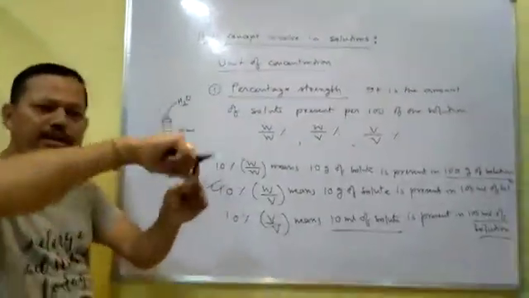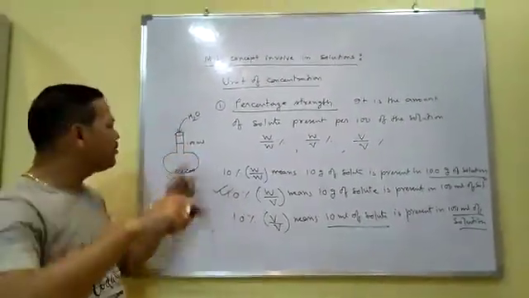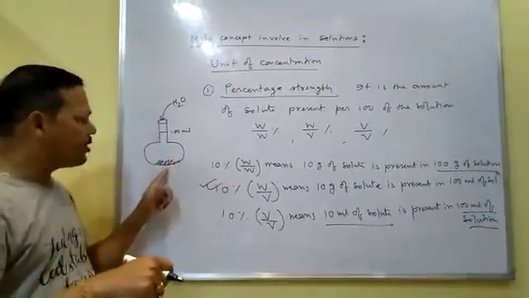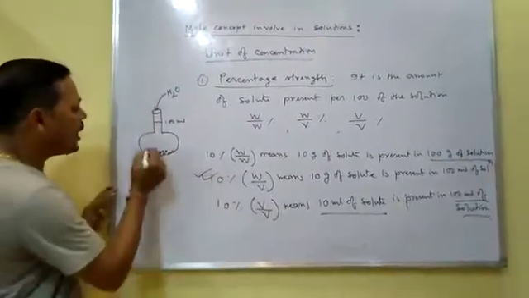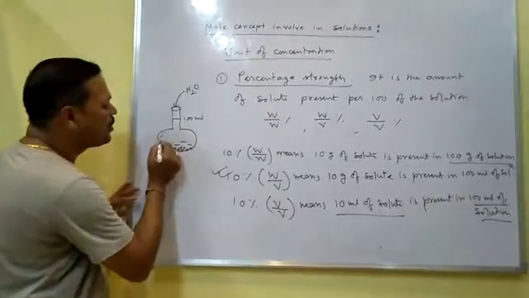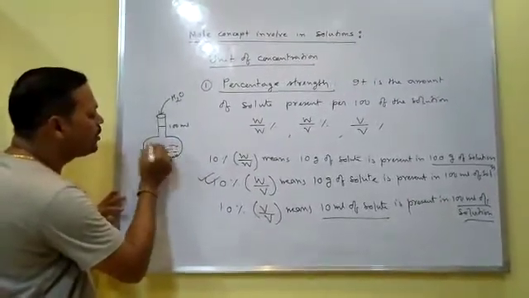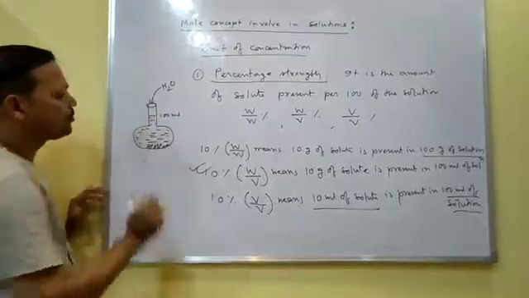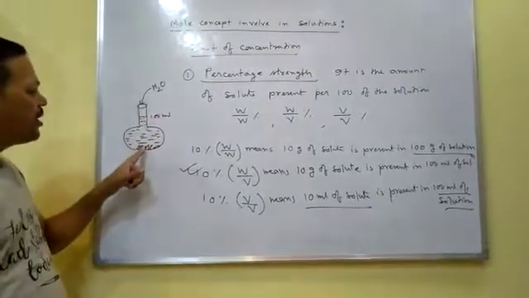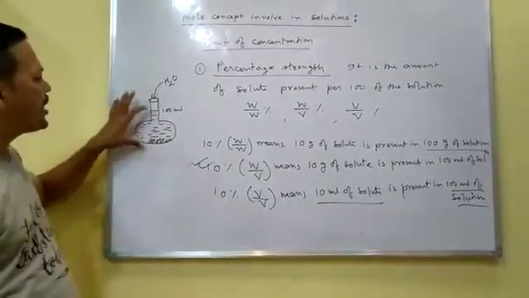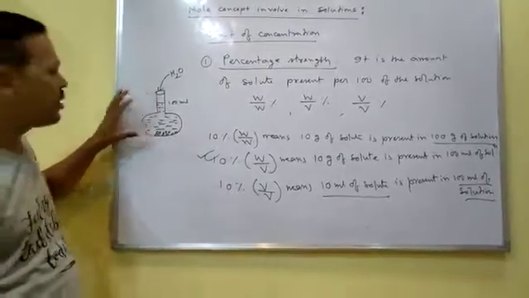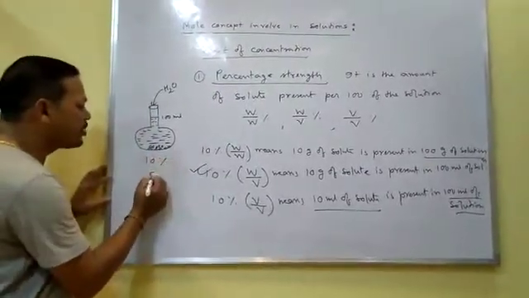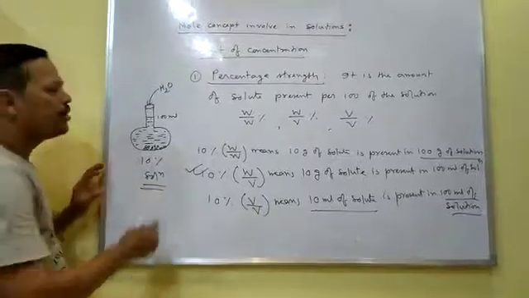First you add a little amount of water, then you shake the flask so that the solid dissolves in water. Like this way you dissolve the solid and you make the volume up to this mark. I mean 10 gram of solute is present in 100 ml of solution, and this is a 10% solution. Like this way you have to prepare the solution.